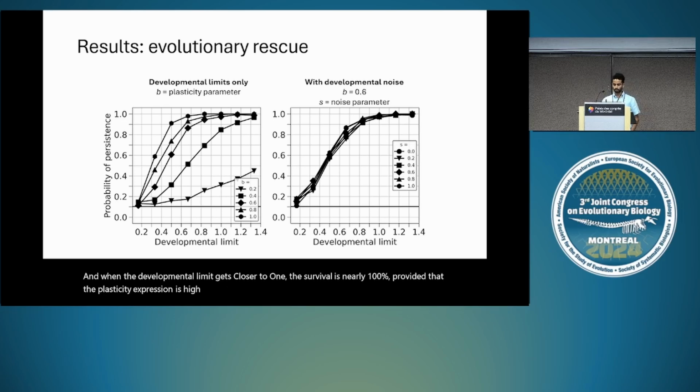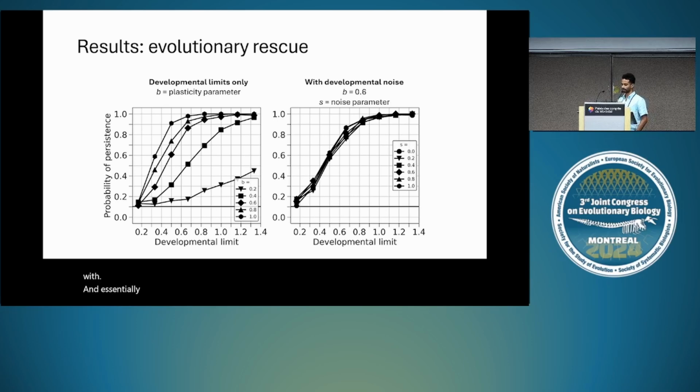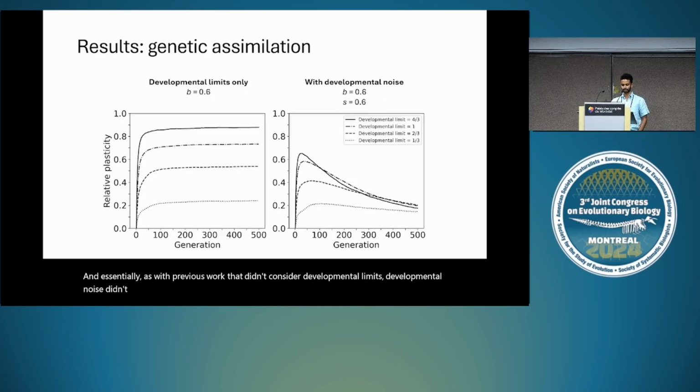high enough. So for the scenario with developmental noise, however, we varied the developmental noise parameter and set the plasticity parameter equal to 0.6, which makes the results comparable to the B equals 0.6 line on the left. And essentially as with previous work that didn't consider developmental limits, developmental noise didn't affect evolutionary rescue. And for genetic assimilation, we present the results in terms of relative plasticity of the rescued populations, which is essentially the contribution of the plastic trait component to the optimal phenotype.